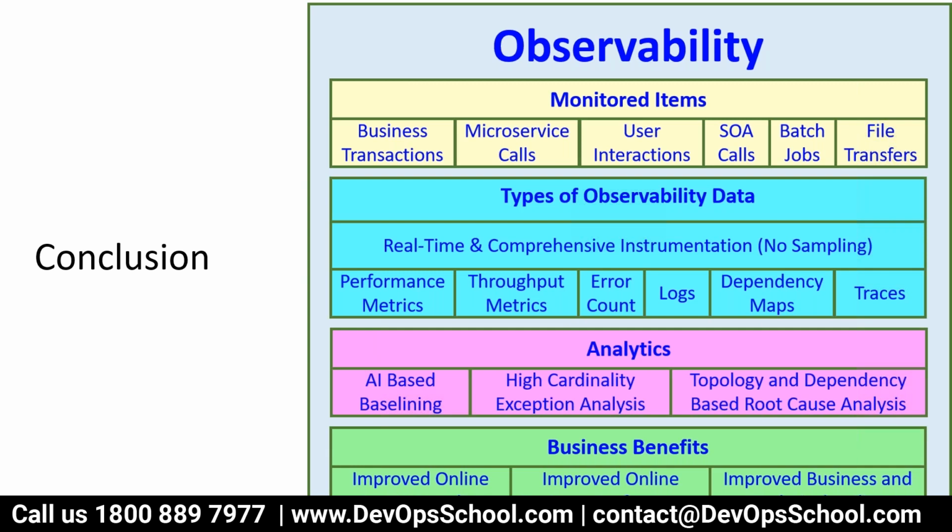Improved online business and service quality, performance, technical ability. So yes, we are here to set up observability, not monitoring. If you want to set up monitoring, you can use Prometheus, you can use Nagios, but when you want to do more than monitoring, then we have to set up observability. Do you understand?